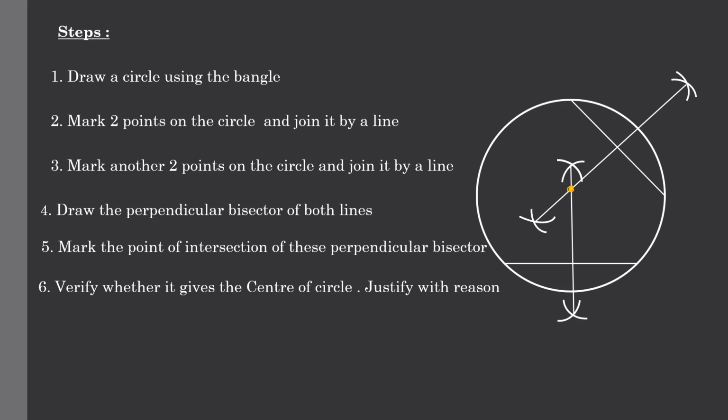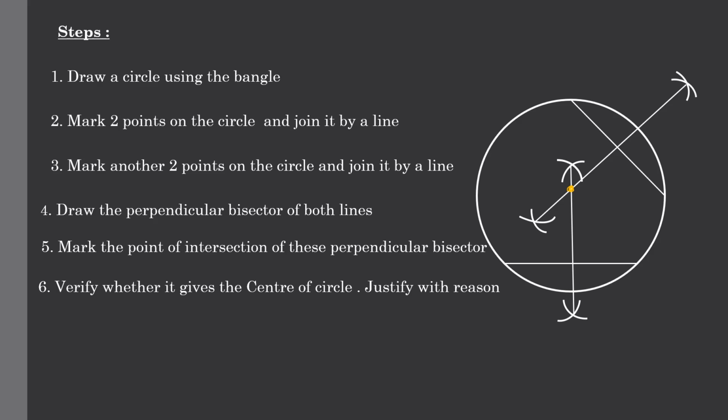And now it's our duty to verify whether it gives the center of the circle and justify with reason. All of you check whether you got the center or not. And how you are going to check it? Yes, you can place the pointer of the compass at the point of intersection and check whether the pencil goes through the curve. Or else you can use a scale and check whether the distance from the center to all the points on the circle is the same. You can use any method.